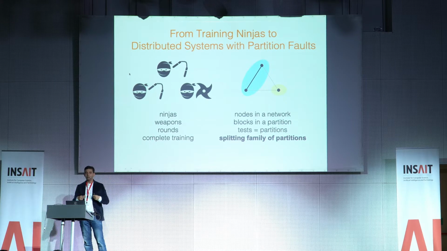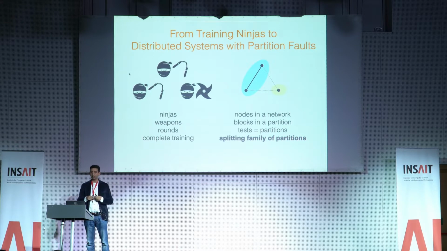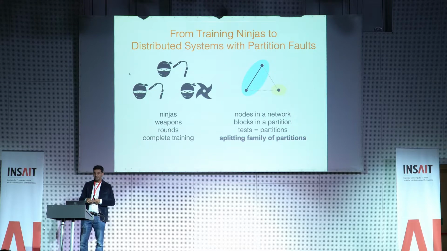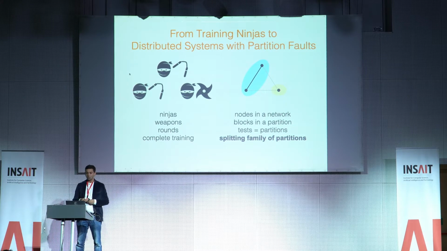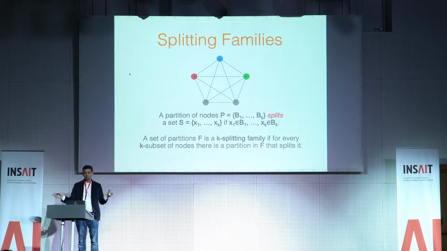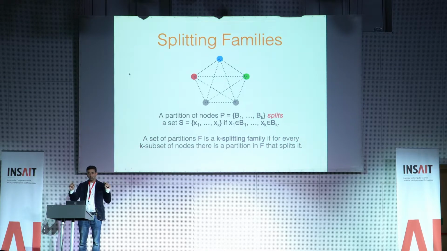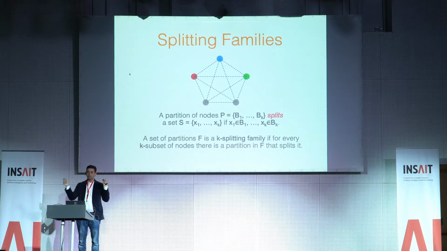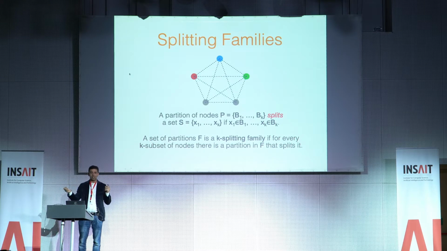Now, each round of training corresponds to a test that you run in Jepsen. And a complete training corresponds to a coverage notion that's called a splitting family of partitions. Okay? So a splitting family is essentially you want to find a set of partitions such that for every k-tuple of elements, there is one partition where each of the k elements are in different sets in that partition. Okay? Going back to the ninjas, there is one round of training where each ninja is in a different team.